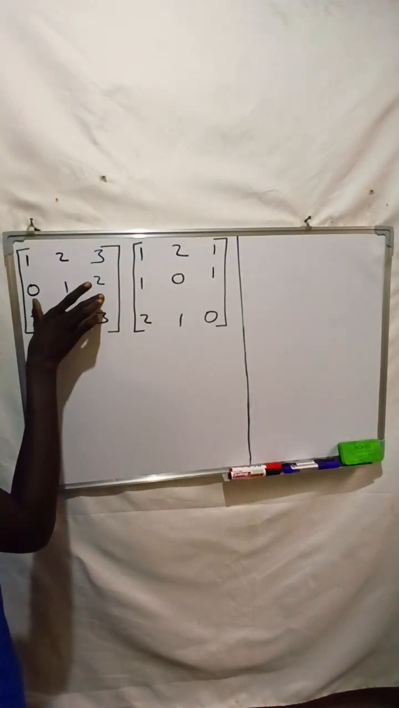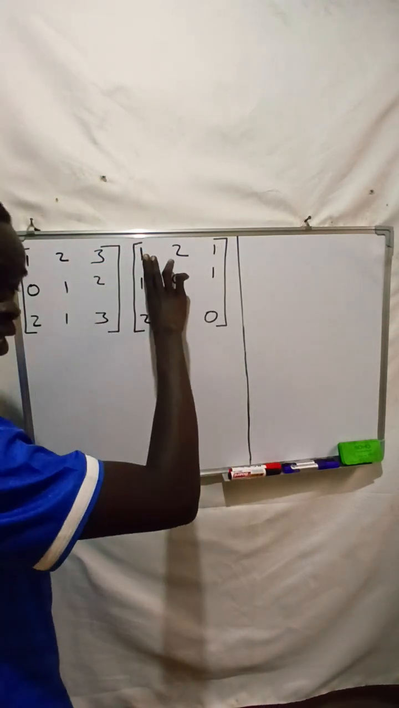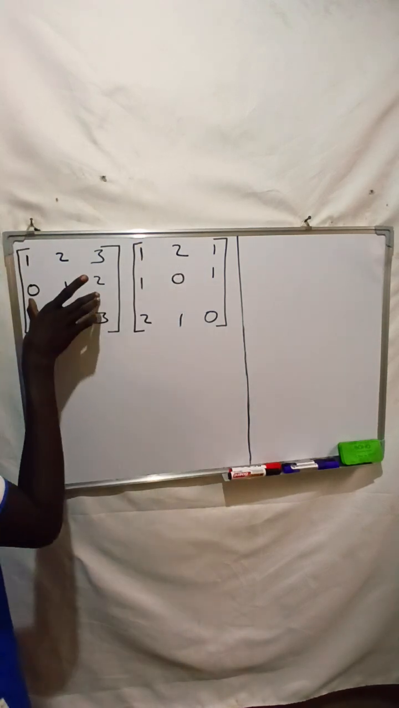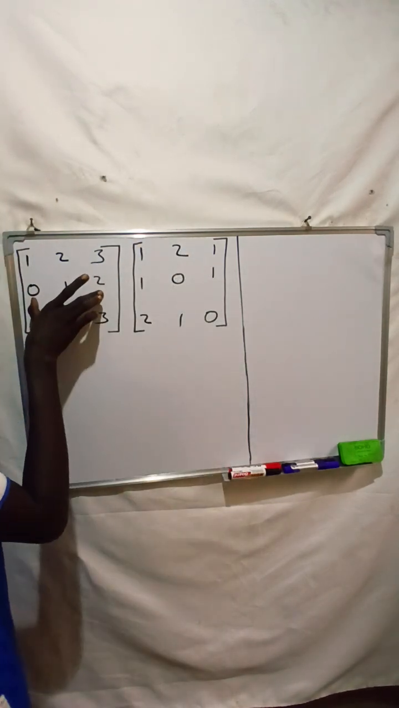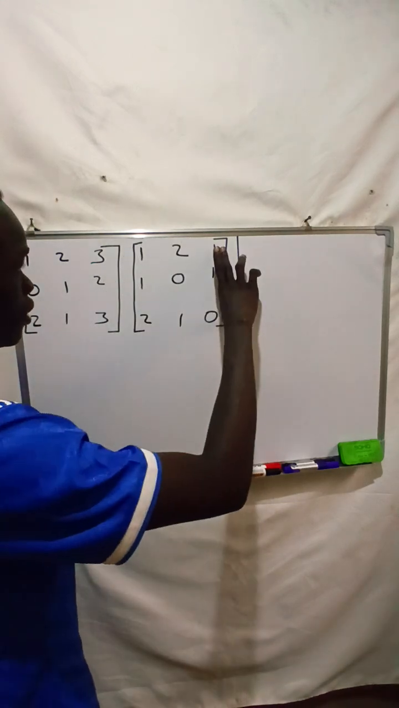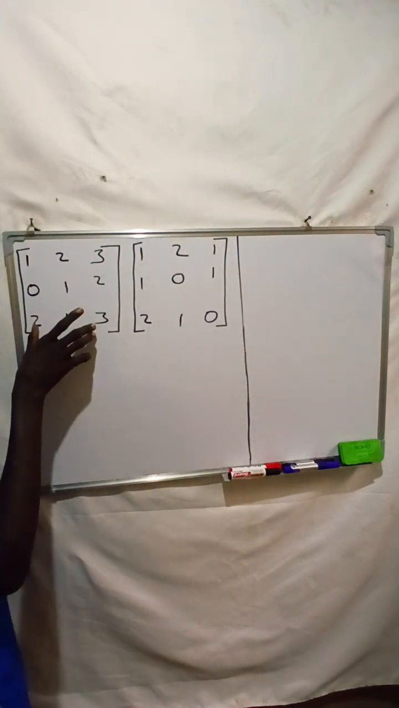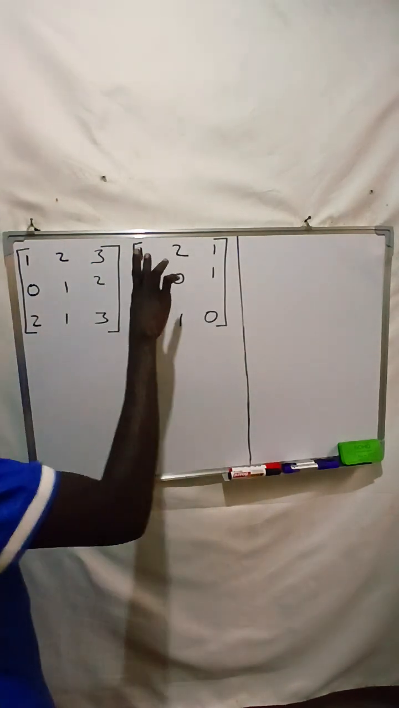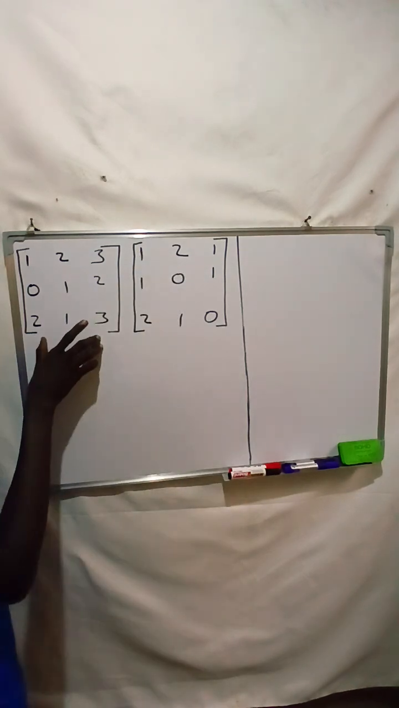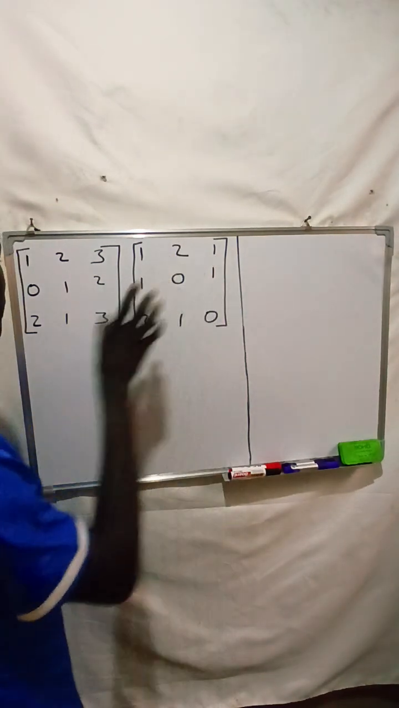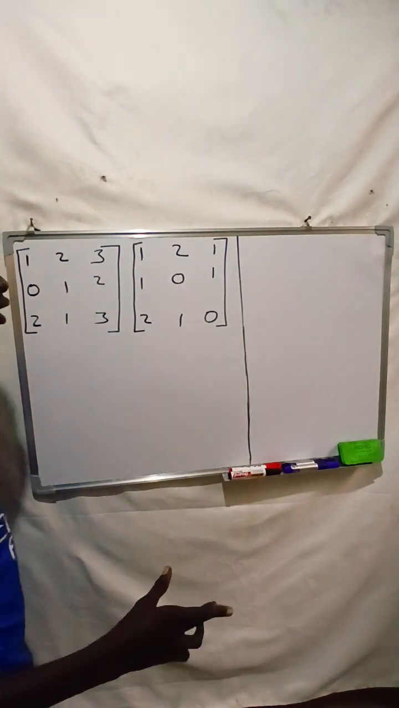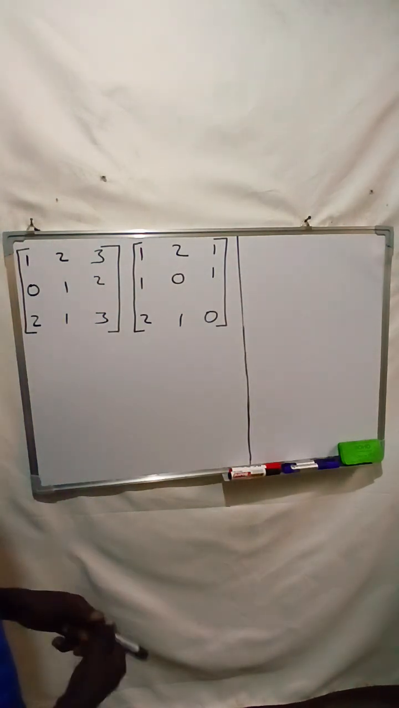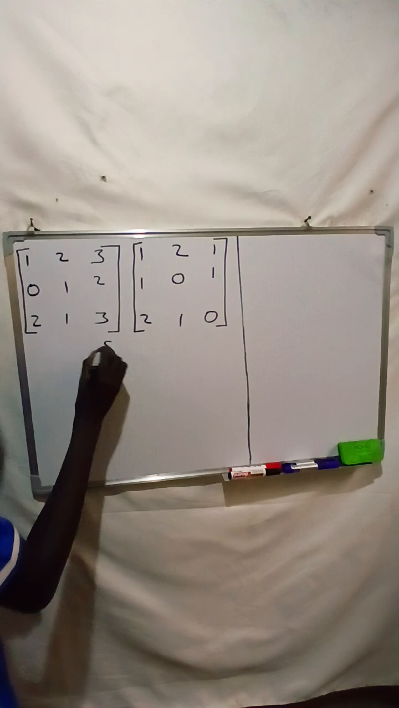Then the second row with the first column, again the second row with the second column, again the second row with the third column. The same for the third row with the first column, the third row with the second column, and the third row with the third column. Okay, now let's do it. Let's make our solution here.